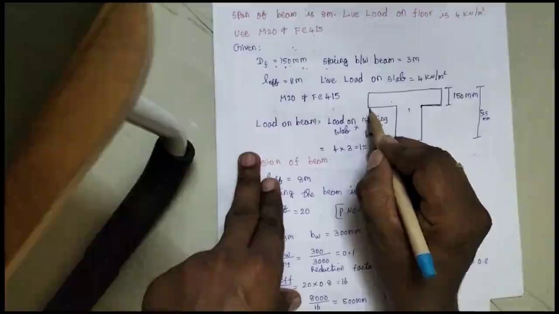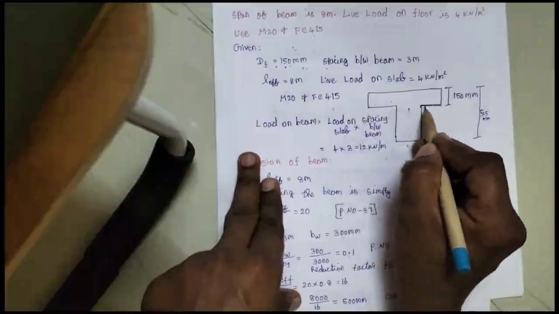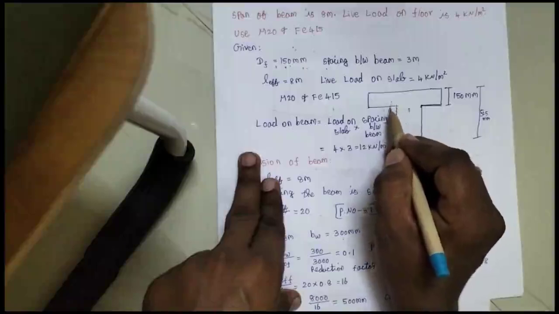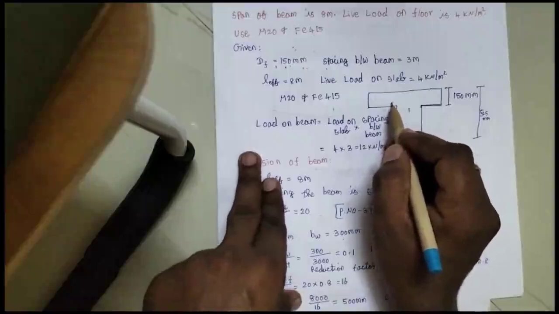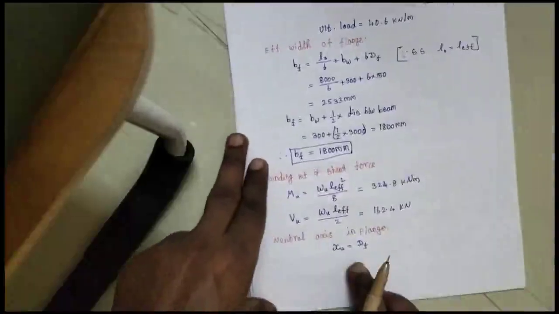But here I am saying that the neutral axis is going to lie between the web and the flange, which overrules that condition, that is, neutral axis within the flange. So we are going to check where the neutral axis is going to lie. For that we are assuming this condition.